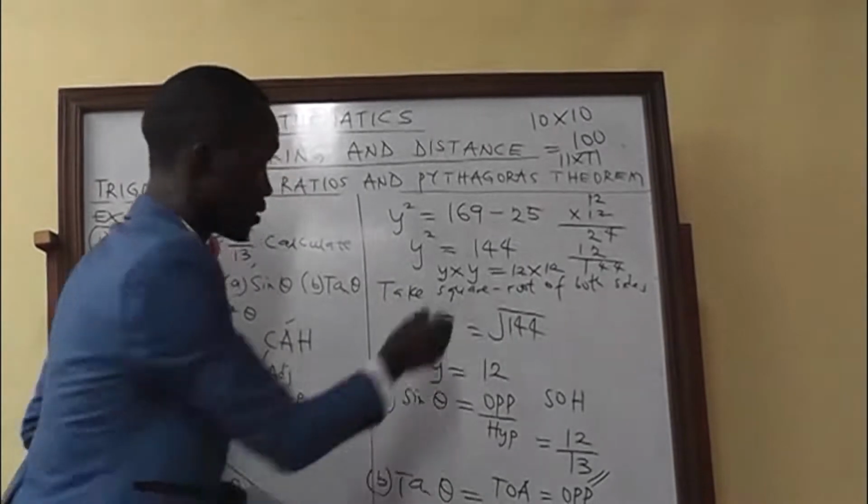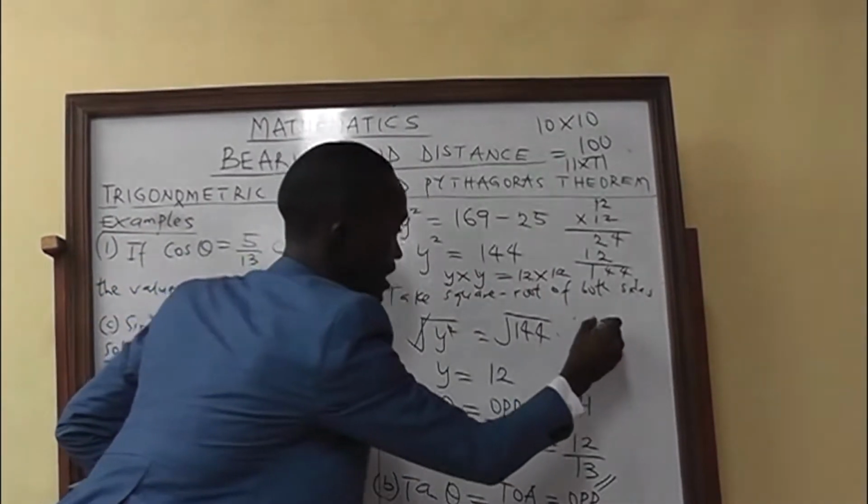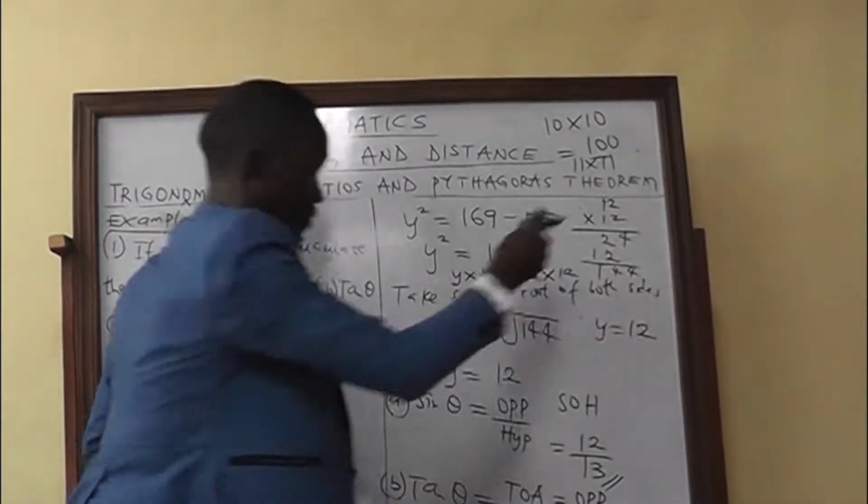Y is equal to 12. So therefore from there, y is equal to 12.